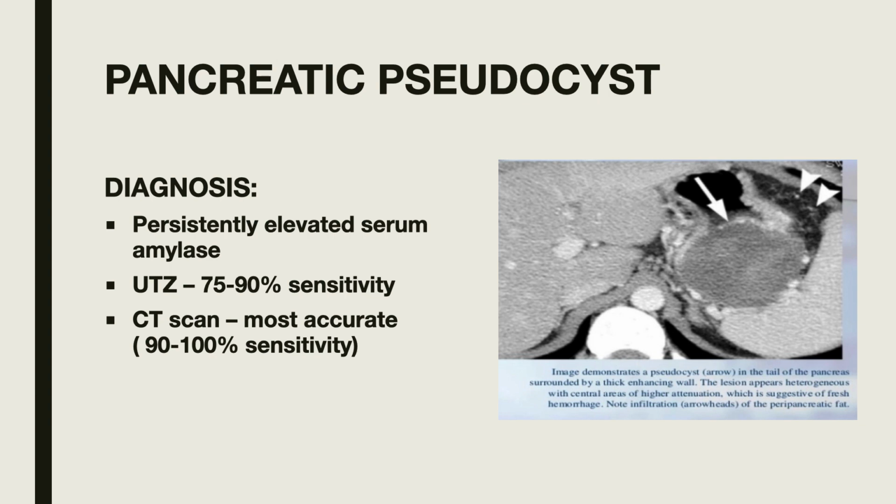In this picture, this demonstrates a pseudocyst, the one pointed by the arrow, in the tail of the pancreas, surrounded by a thick enhancing wall. The lesion appears heterogeneous with central areas of higher attenuation, which is suggestive of fresh hemorrhage. So note the infiltration, in the arrowhead, of the peripancreatic fat.